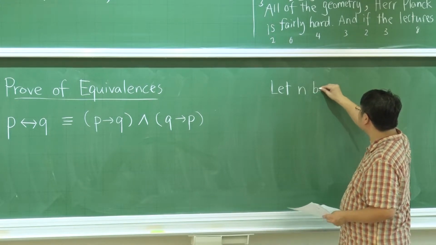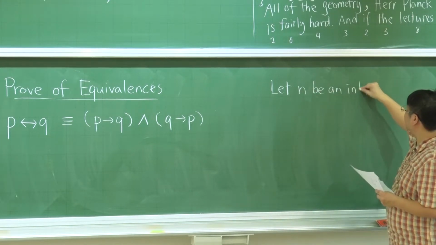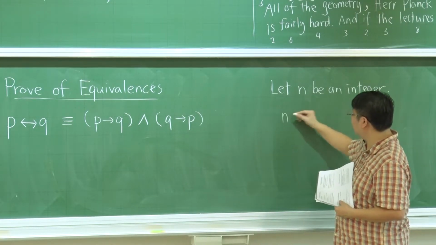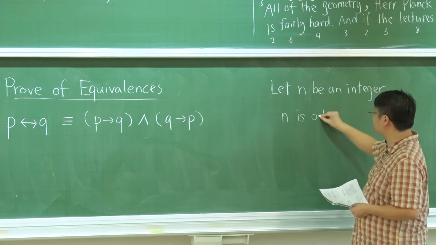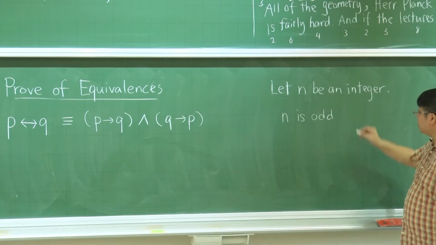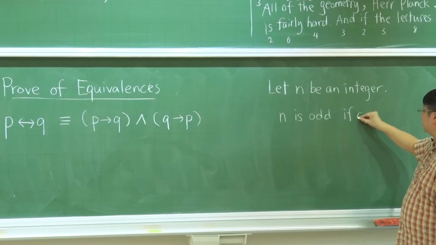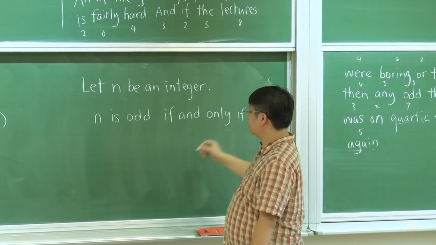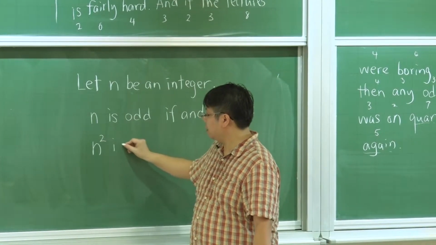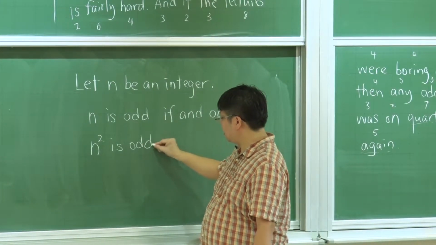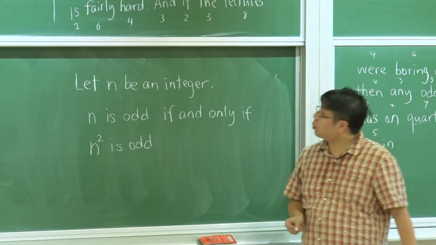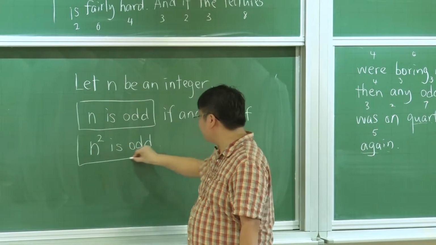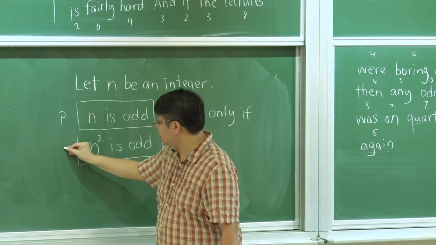Let n be an integer. Let's say this is what we want to show: n is odd if and only if n squared is odd. We have not shown this exact argument before, we have not shown if and only if before. But let's say this is P, this is Q.